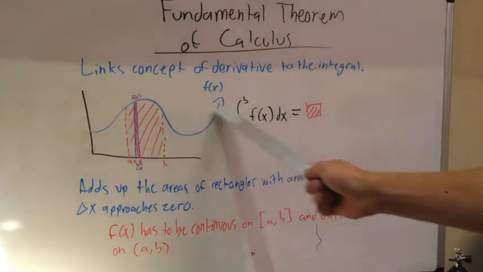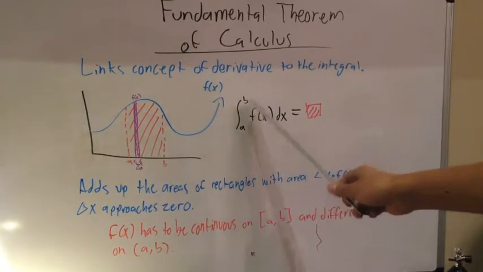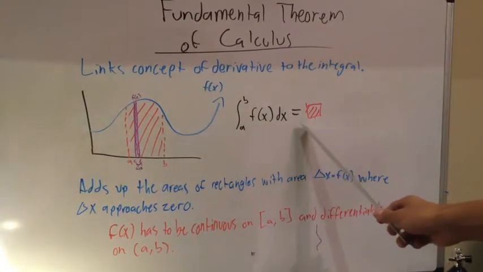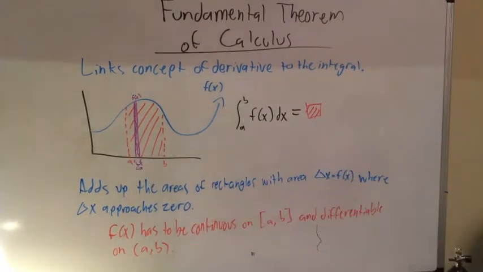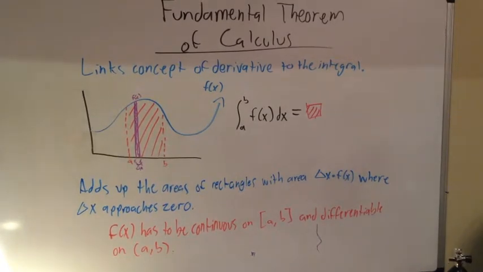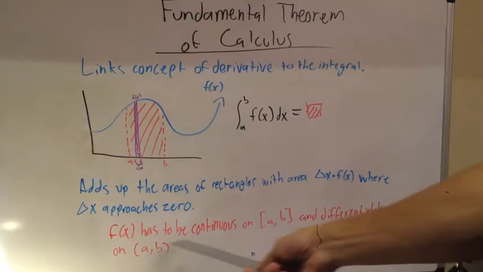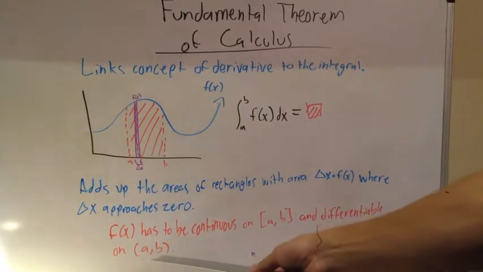As you can see in the illustration, if f of x is this function, the integral from a to b of f of x equals the area beneath the curve of f of x from a to b. So the fundamental theorem is used to find areas beneath curves, and it is helpful in many applications such as physics and countless other fields of study. But there's a condition. f of x has to be continuous on the closed interval ab and differentiable on the open interval ab.